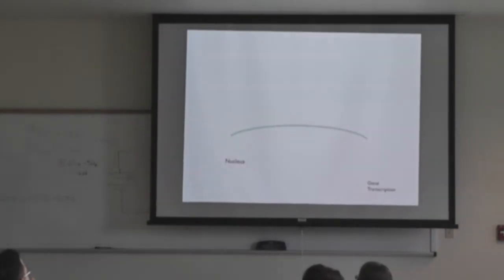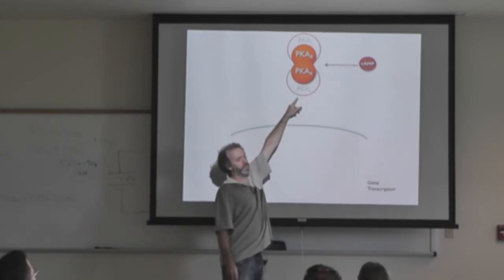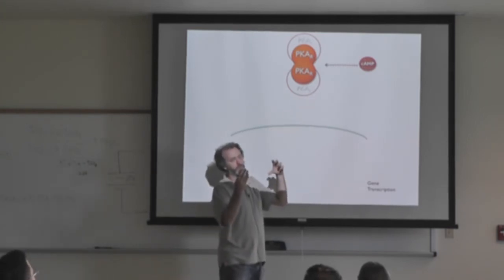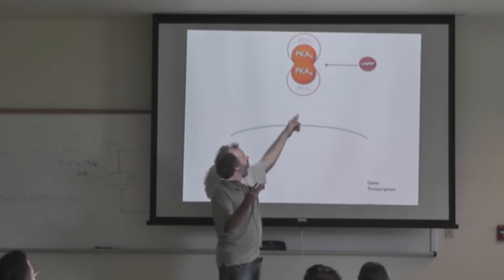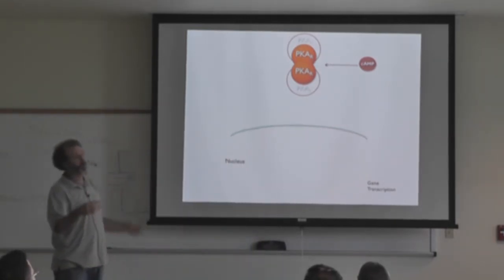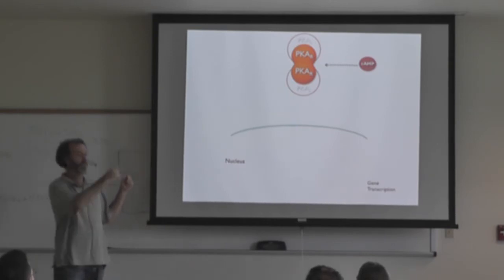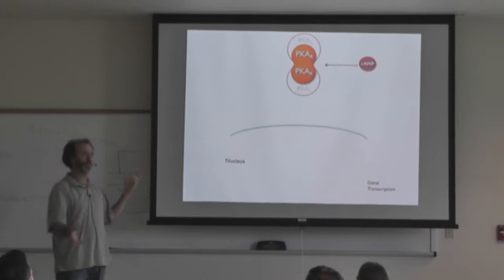And when you have cyclic AMP around, it's going to interact with the regulatory units on protein kinase A. So protein kinase A exists with 4 subunits, 2 regulatory subunits and 2 catalytic subunits. When the regulatory subunits are bound to the catalytic subunits, it has no catalytic activity. So it's a protein kinase. Anything where you see kinase means it adds phosphate groups. Protein kinases add phosphate groups to other proteins.